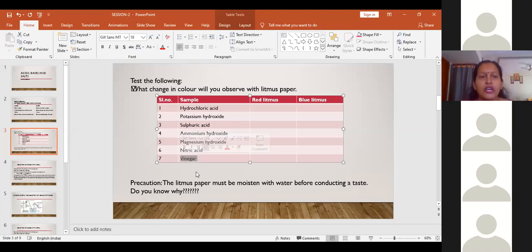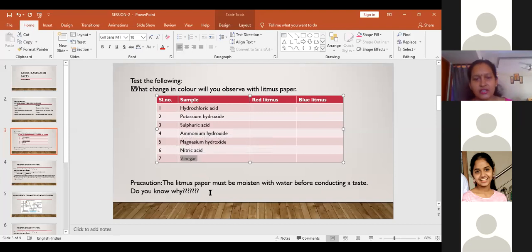Yes. What acid does vinegar contain? Can any of you say? Acetic acid. Yes, correct. Now if you see below, I have written a precaution that the litmus paper must be moistened with water before conducting a test. Why is it so? Why does the litmus paper need to be moistened?